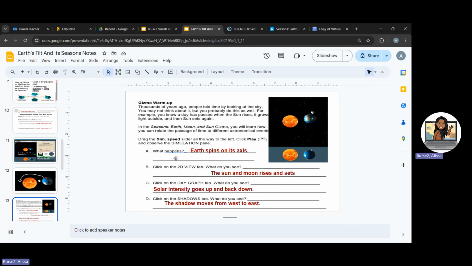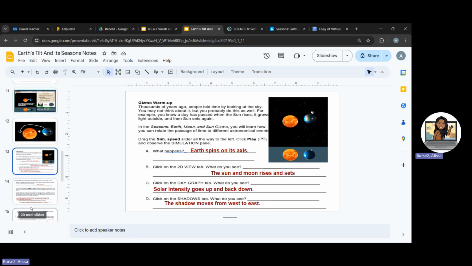Letter A says, what happens when we were looking at it? We saw the Earth spinning on its axis. The sun and the moon rise and set in that 2D view tab, and I showed you all how that sun and moon rose and set. The solar intensity goes up and it goes back down. Feel free to review the video or rewind so you can review that part. And then the shadow moves from west to east. Remember, it is a mirror of itself.